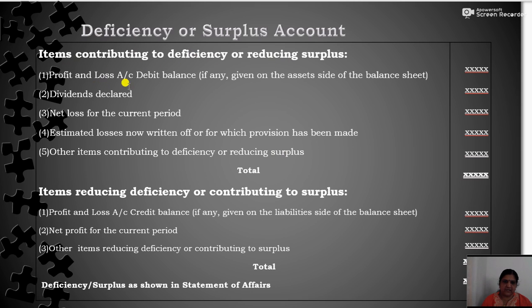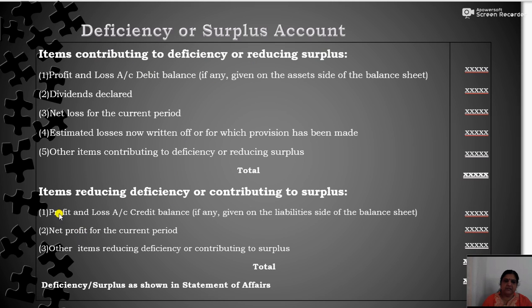First is profit and loss account debit balance, the item which appears on the asset side of the balance sheet. Then dividend declared, net loss for the current period, estimated losses now written off or for which provision has been made, and other items. Then the total. Then items reducing deficiency or contributing to surplus. Here it was contributing to deficiency and reducing surplus; now this is reducing deficiency and contributing to surplus.